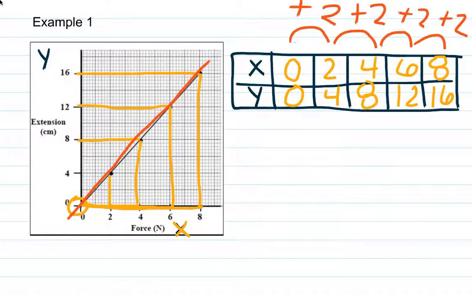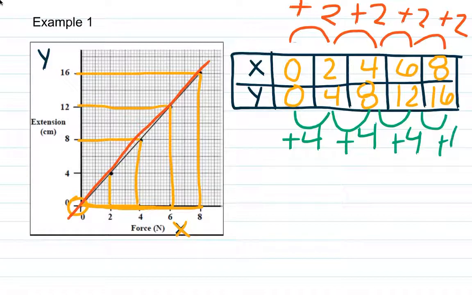And then we're going to do the y's. So y, 0 to 4 is plus 4. 4 to 8 is plus 4. 8 to 12 is plus 4, and 12 to 16 is plus 4. So it is consistent. So what I can go ahead and do is I can skip that unit rate step if I wanted. If not, I'm going to do 4 divided by 2, 8 divided by 4, 12 divided by 6, and 16 divided by 8, which I can tell you is all going to be equal to 2. So I know that it's a proportion.